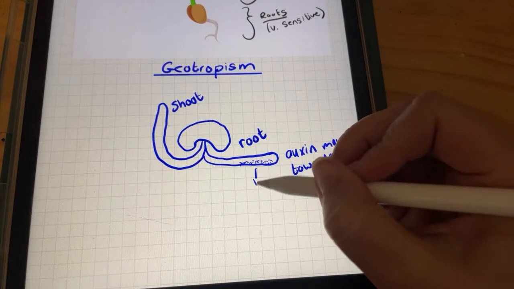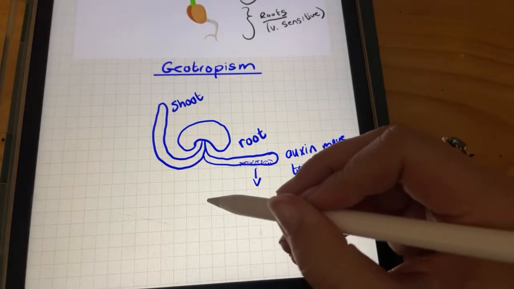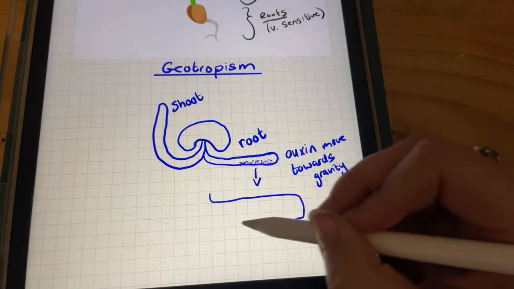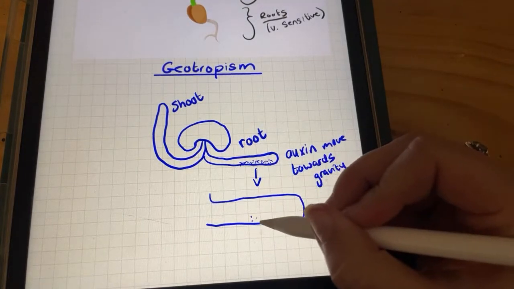Now, when they sink down to the bottom, I'm just going to draw this bigger for us so that we can see what's happening inside the root. The auxins collect at the bottom.